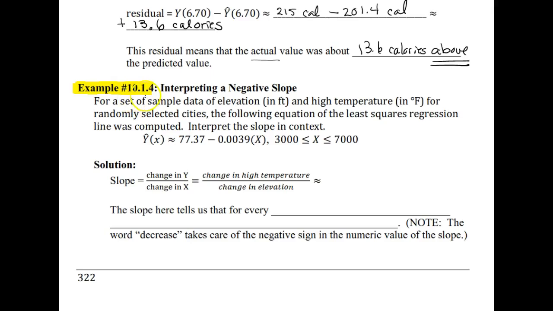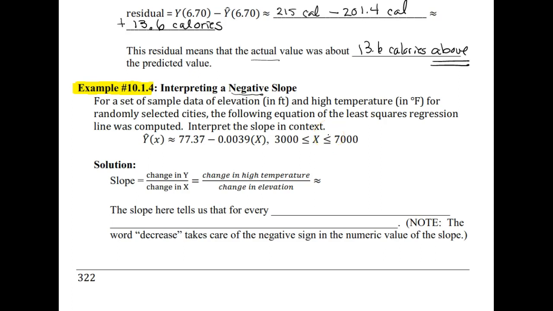So, example 10.1.4: interpreting a negative slope. For a set of sample data of elevation in feet and high temperature in degrees Fahrenheit for randomly selected cities, the following equation of the least squares regression line was computed. We're going to interpret the slope in the context of this data.